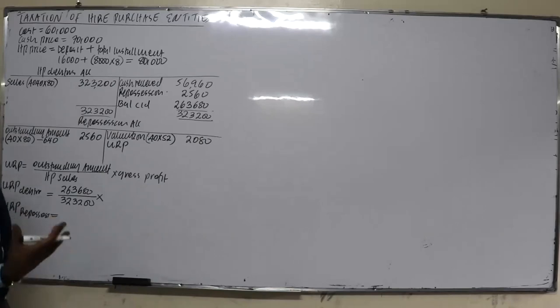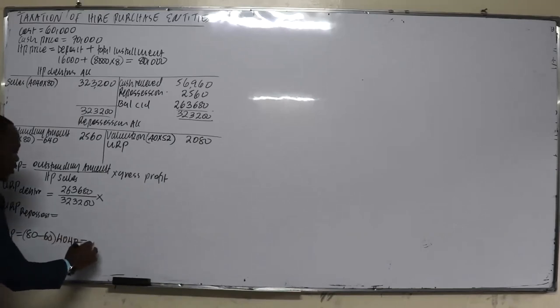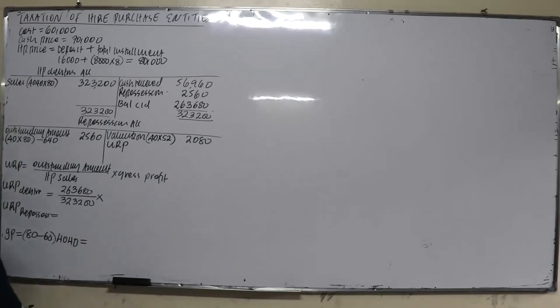How much is the selling price? $80. How much was the cost? $60. So that means per machine, you're making a profit of how much? 20. Then how many units had you sold during the year? 40. So you had made a total gross profit of how much?